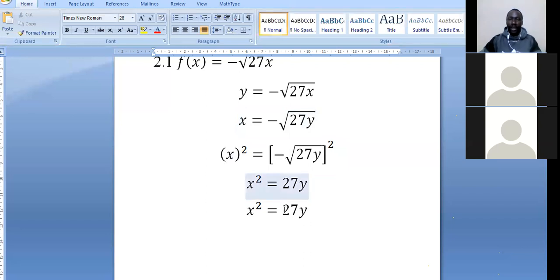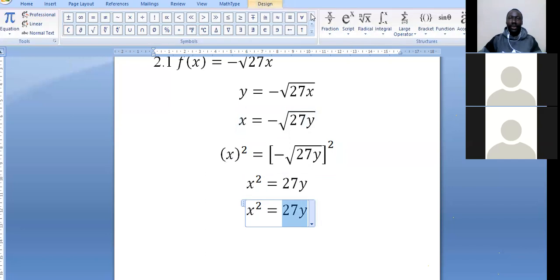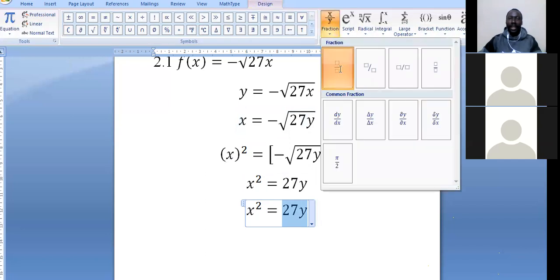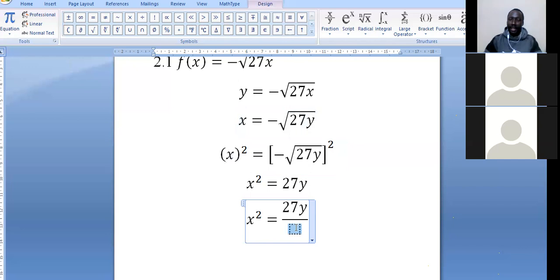Now, after reaching here, the step that we have to take is the step of transferring 27 where? Onto the left-hand side. How do we do that? By dividing the quantities on the right-hand side by 27. And we also do the same for the quantities on the left-hand side. And that will give us x squared divided by 27.